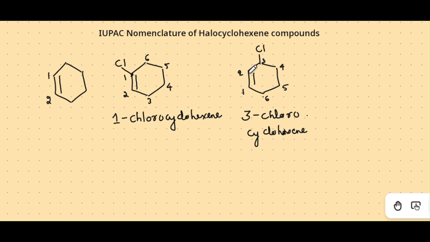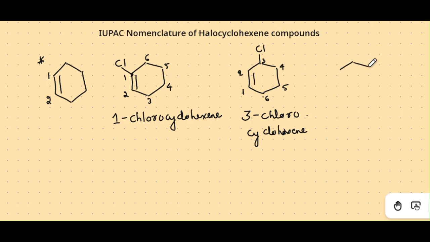Now, many students assume that what if I number from here 1, 2, so that I am numbering the double bond carbon also and the chlorine containing carbon also. No, that is forbidden because, as I told you in the first rule itself, you have to number both the double bond carbons first. Hence, you have to start like 1, 2, 3. This is the correct way of numbering it.